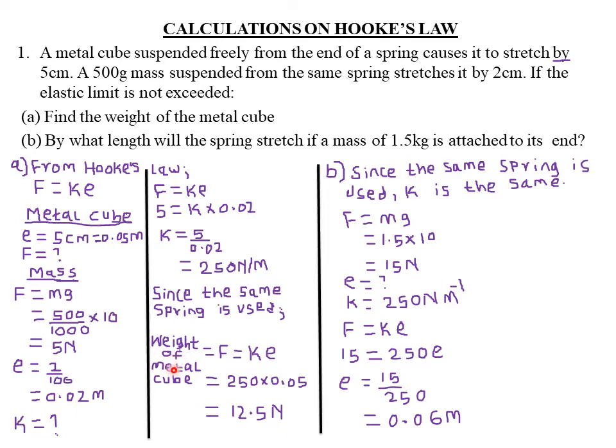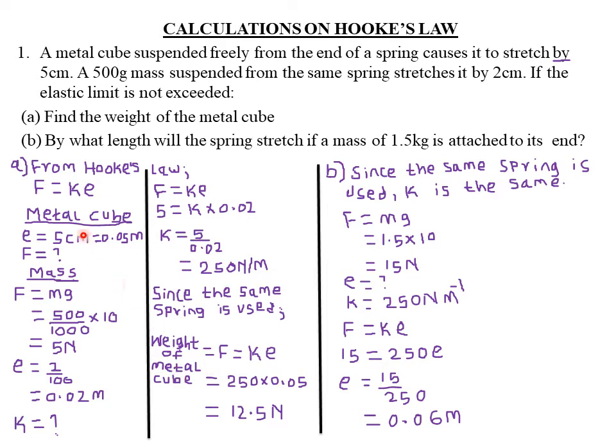Now we know that the weight of the metal cube, or the force that it exerts on that spring, according to Hooke's law, will be given by Ke. Since the same spring is being used, the K is the same, which is 250 Newton per meter, times the extension. Remember, it is now the extension due to the metal cube.